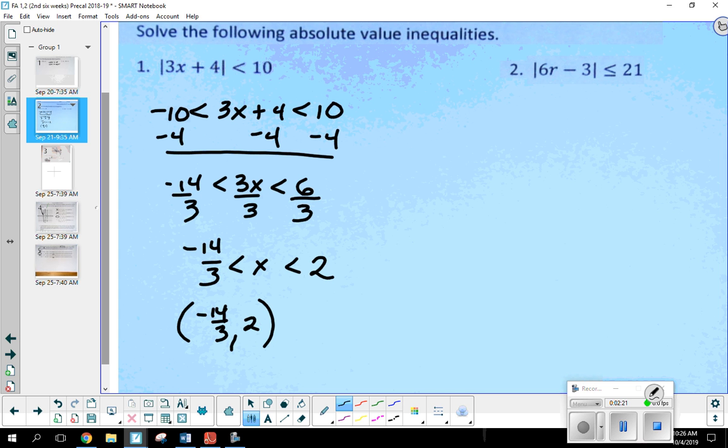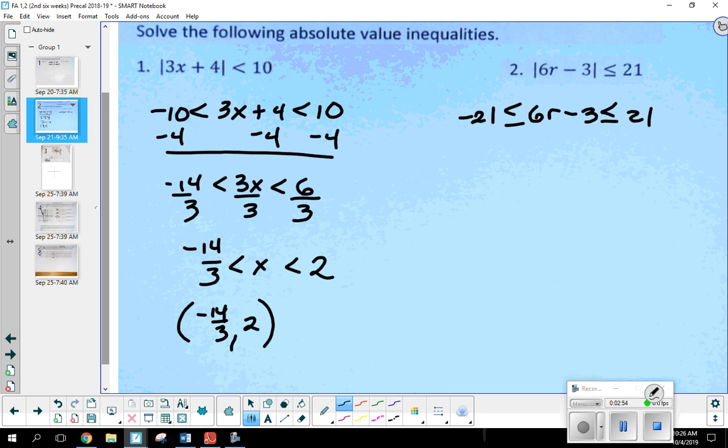Okay, cool. All right. Now, does it matter? This one was strictly less than, the other one's less than or equal to. Does that change the strategy? No, it'll slightly change your answer. You know, we'll have brackets instead of parentheses, but the process remains the same. I'm going to say 6r minus 3, okay, is less than or equal to 21, but it is greater than or equal to negative 21. Okay, more is or, the union. Less is nest, the intersection.